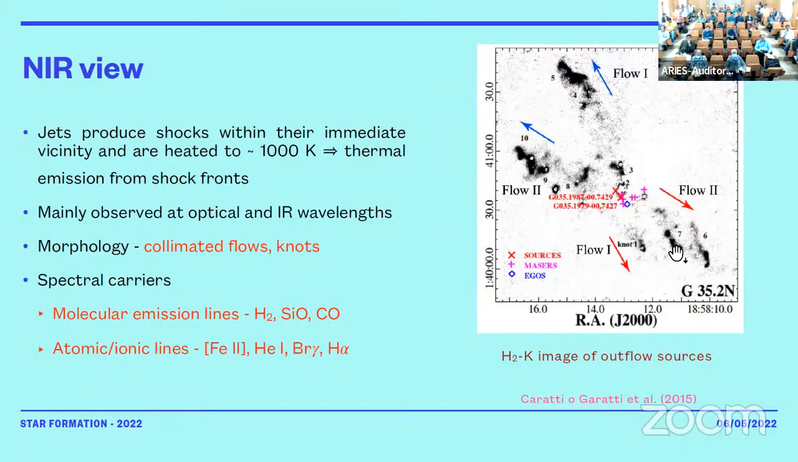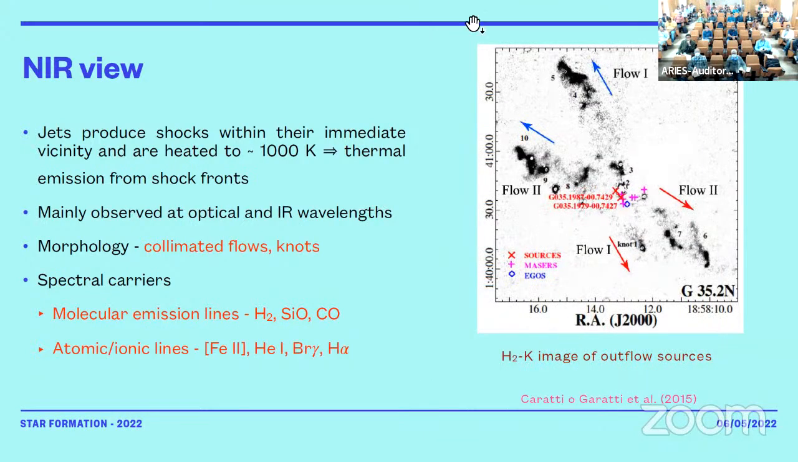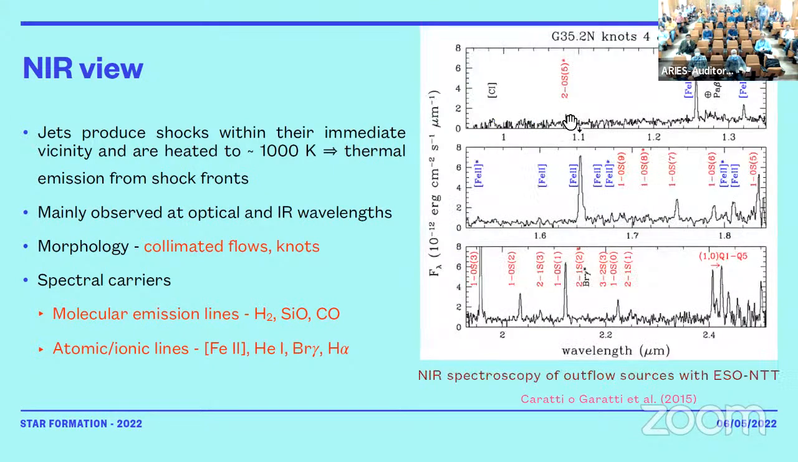Now, as can be seen, these lobes have a collimated flow and have several knots which are numbered along these flows. Now, to understand the spectral carriers of these collimated outflows, they carried out spectroscopic observations towards a couple of the knots, that is 4 and 5. And the spectra extracted is shown here.